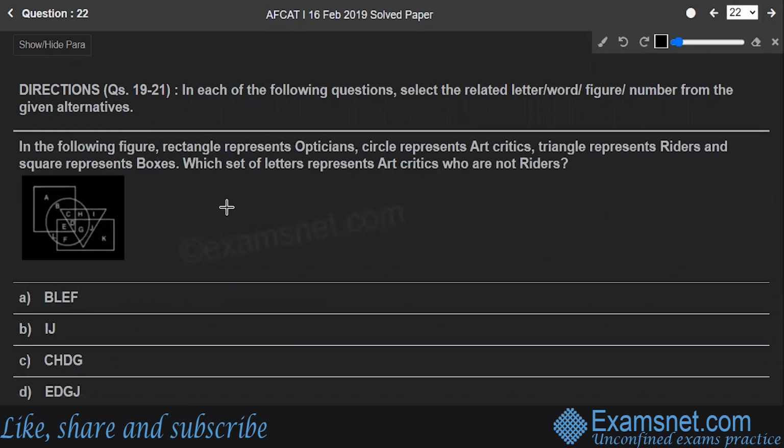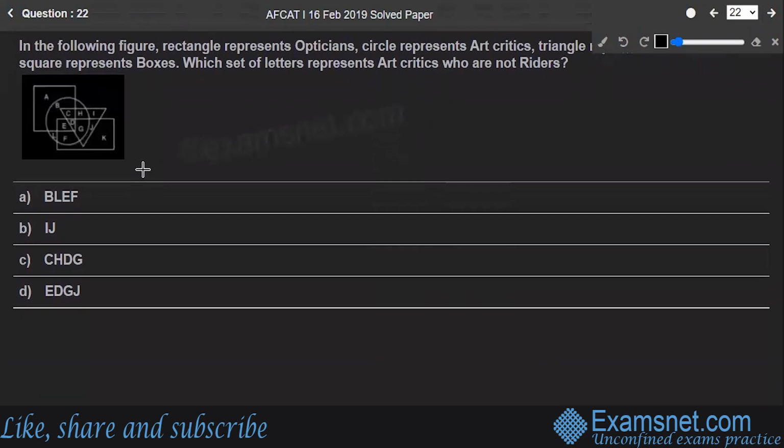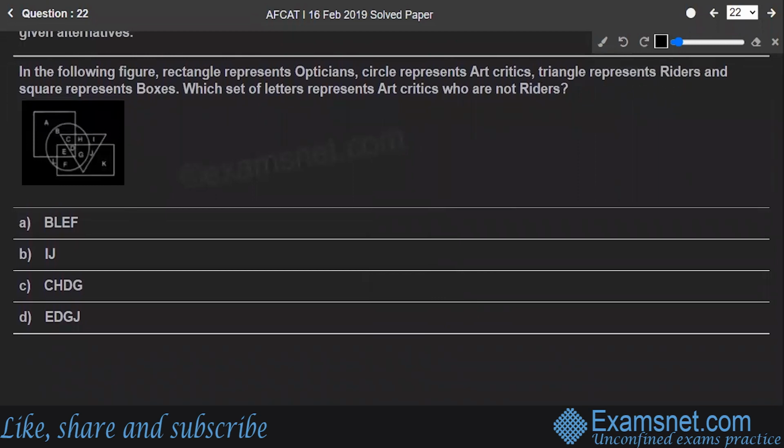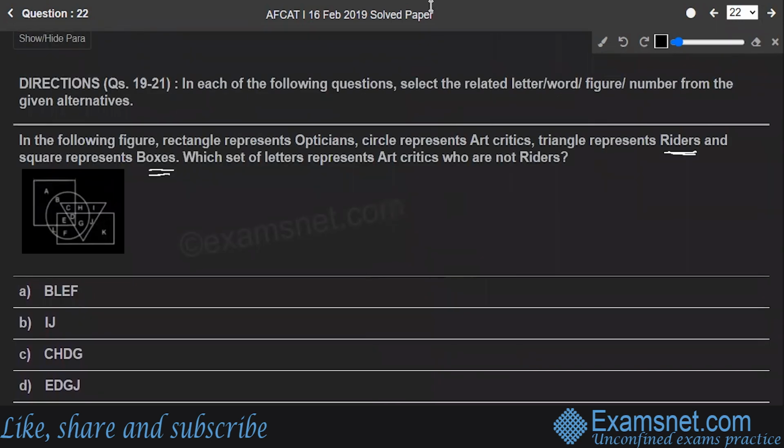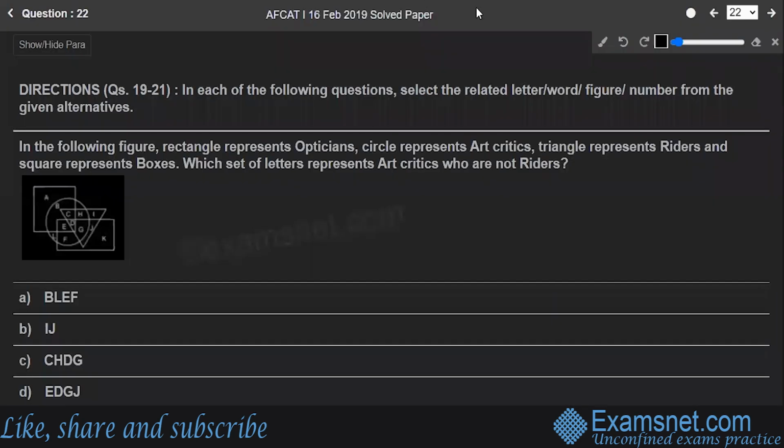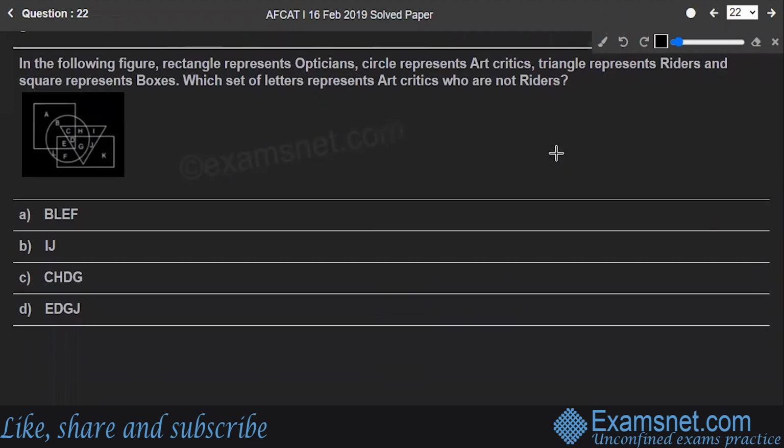All right. In the following figure, rectangle represents opticians, circle represents art critics, triangle represents riders, square represents boxes. Which set of letters represents art critics who are not riders? So let's go with this one. Question number 22, it says, in the following figure, rectangle represents opticians, circle represents art critics, triangle represents riders, square represents boxes. Let's write it down.